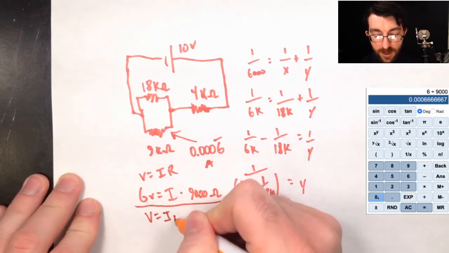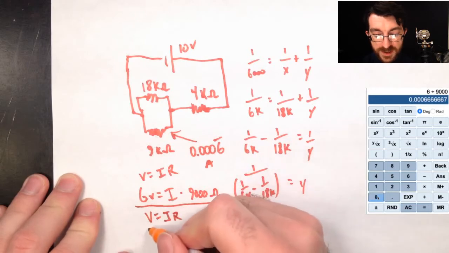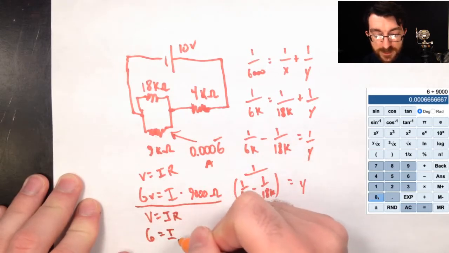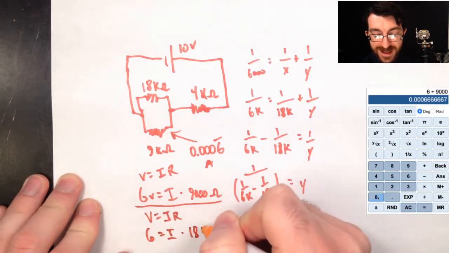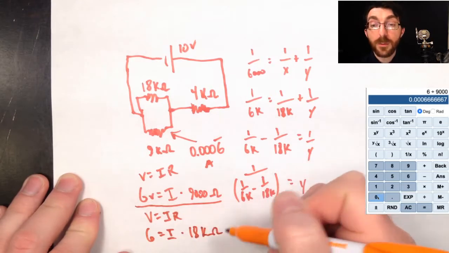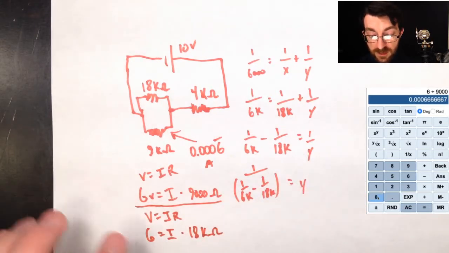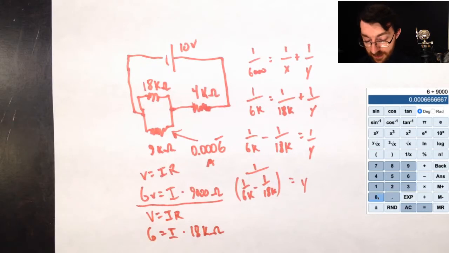V equals IR. Voltage is 6. Current is unknown. Resistance is 18 kilo ohms, 18,000. I have to do 6 divided by 18,000. I think you know where this is going, but I have to do it anyway because it's like teacher law. 6 divided by 18,000. There it is, 0.0003 repeating.